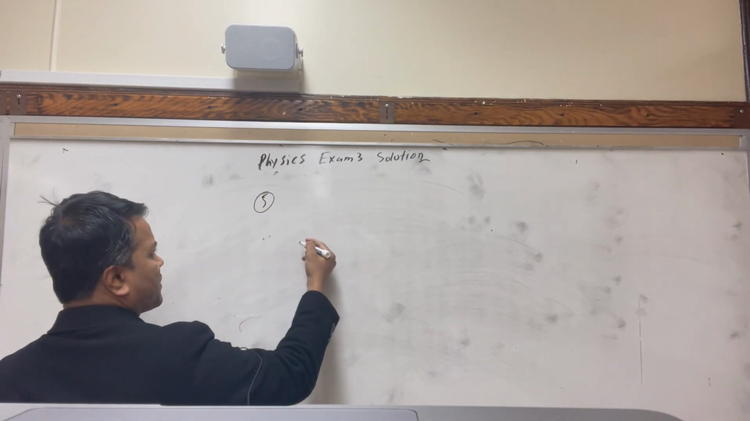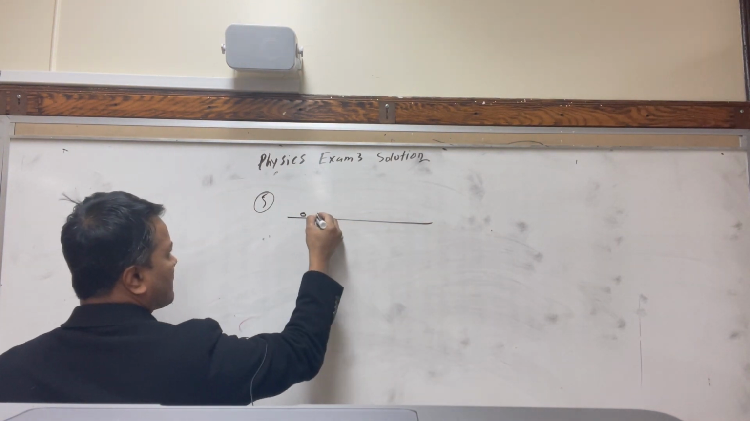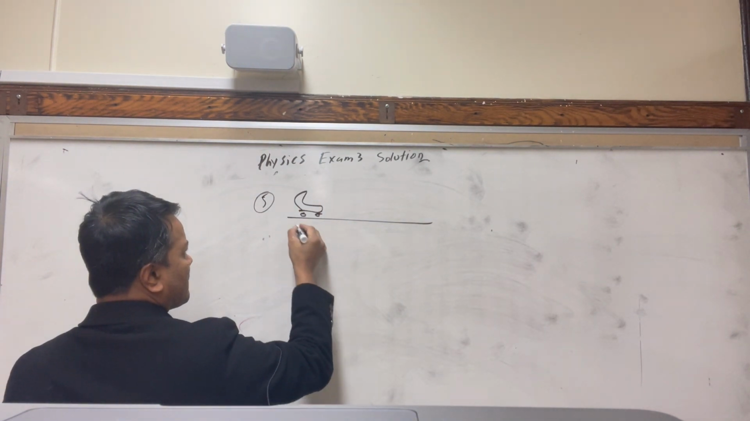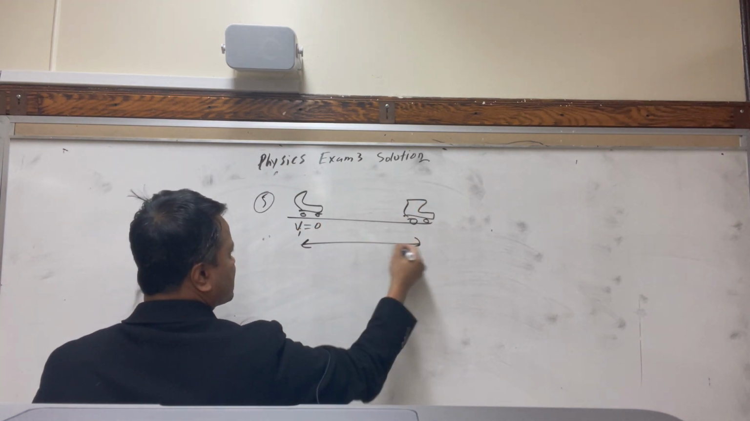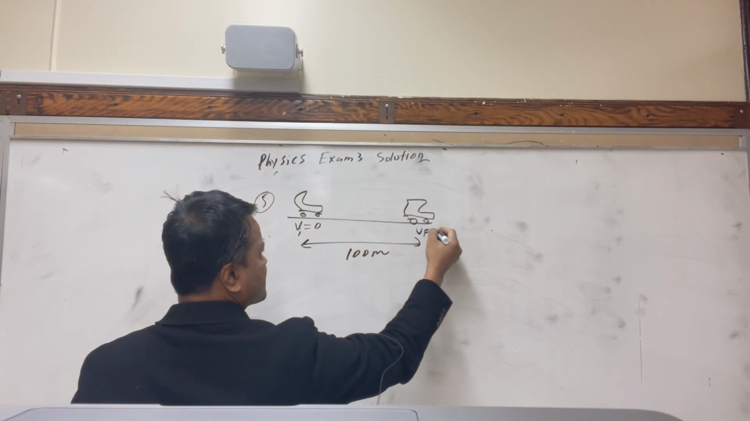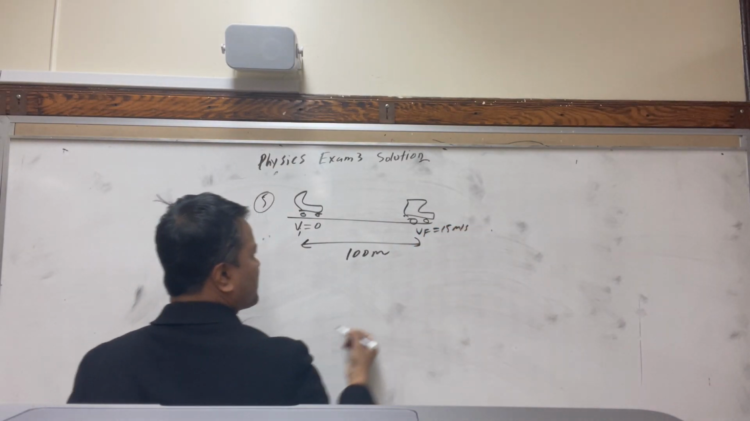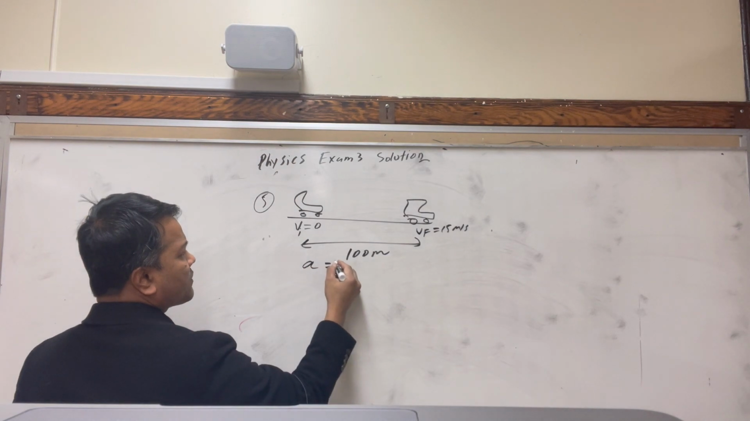This is an acceleration problem. So a car starts with initial velocity 0 and it moves about 100 meters. Final velocity is 15 meters per second. So what do we want to know? Acceleration. What would be the acceleration?